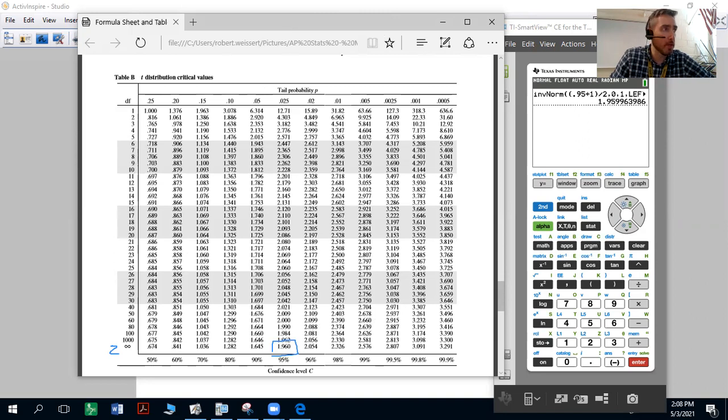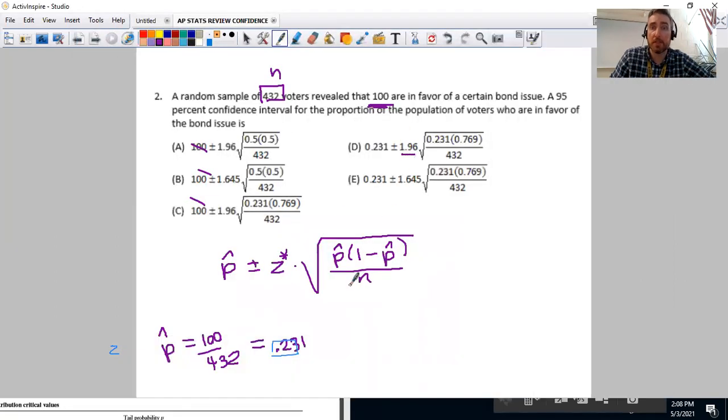Whatever you're comfortable with for getting that z star, you can put that right in front of your standard deviation. 1.96 is going to be that. So it's going to be answer choice D.